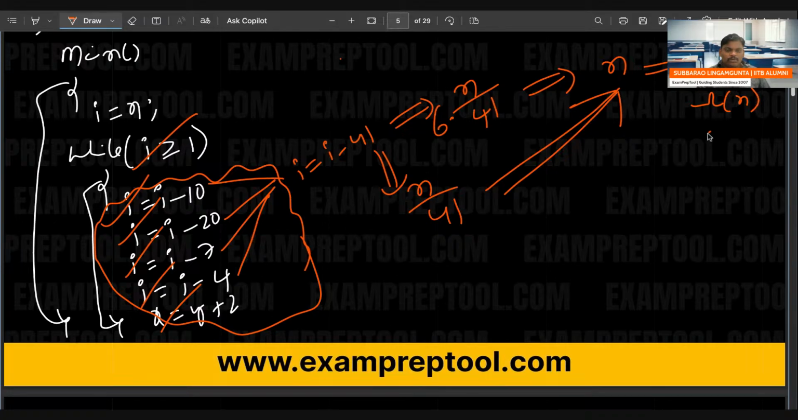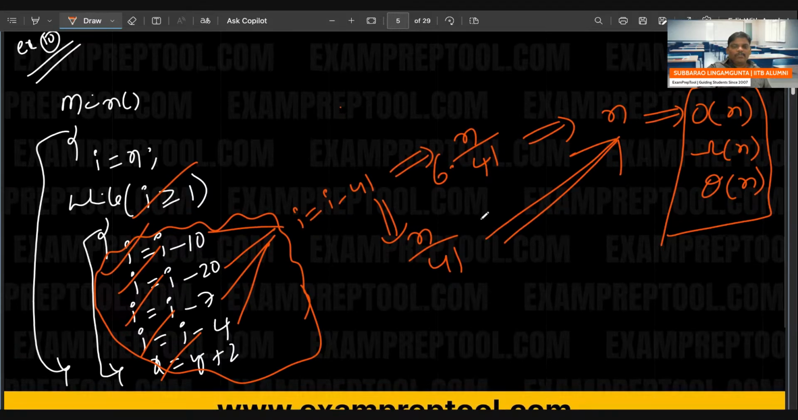What is the difference between these three symbols? I will say afterwards. Perfect. So the answer of the 10th problem is n by 41, which means n, big O of n, omega of n, theta of n. So please take care.